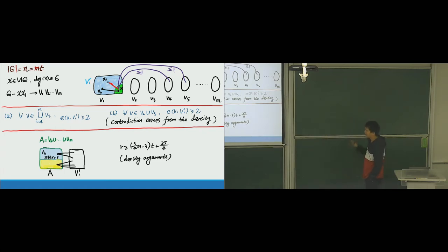So in this case, we have a result that any vertex in V2, V3, or Vm has at least two neighbors in V1 prime. We let the union of V2, V3, and Vm be A, and each vertex in A has at least two neighbors in V1 prime. So we partition this A into two parts. The first part A1 means each vertex in A1 has exactly two neighbors here, and the other part has at least three neighbors here.